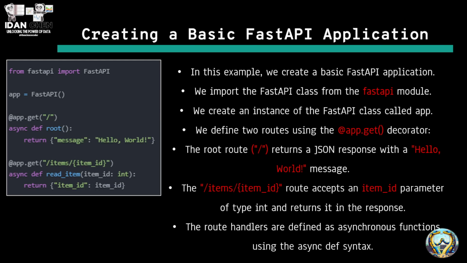We define two routes using the app.get decorator: the root route, backslash, returns a JSON response with a hello world message, and the item slash item ID route accepts an item ID parameter of type int and returns it in the response. The route handlers are defined as asynchronous functions using the async def syntax.